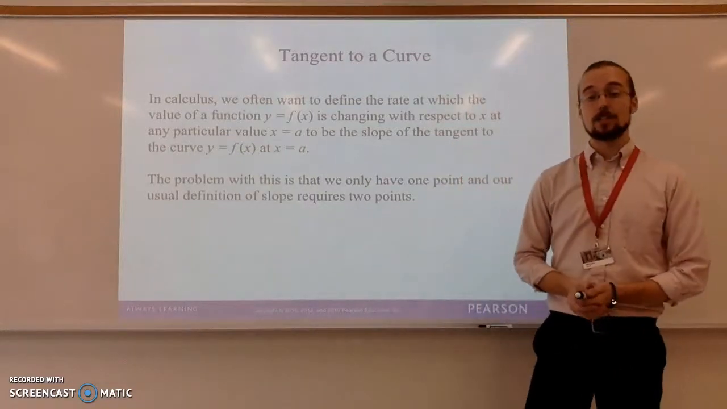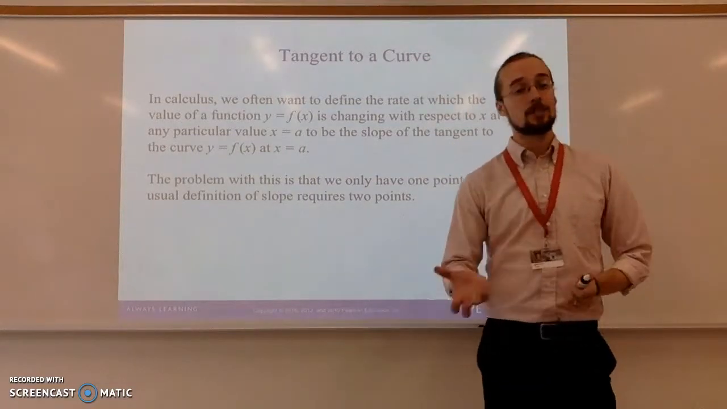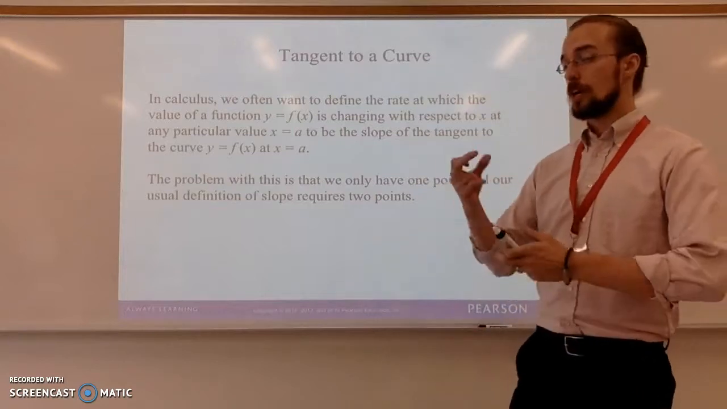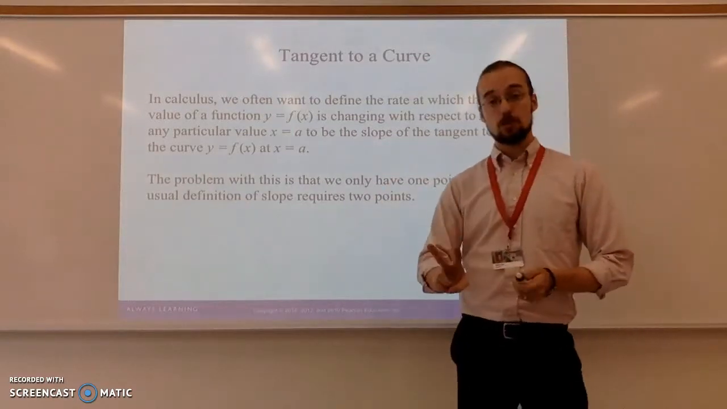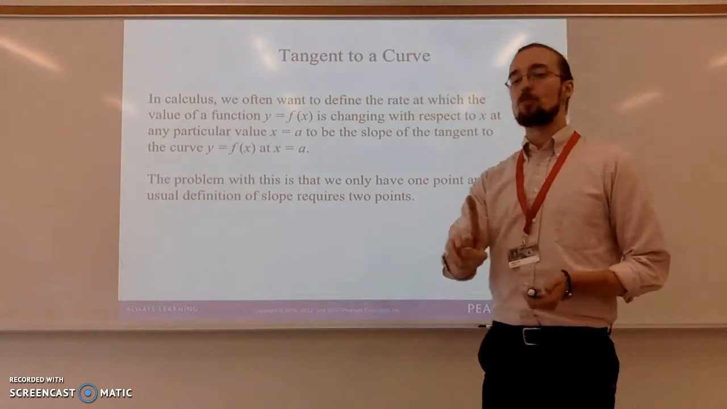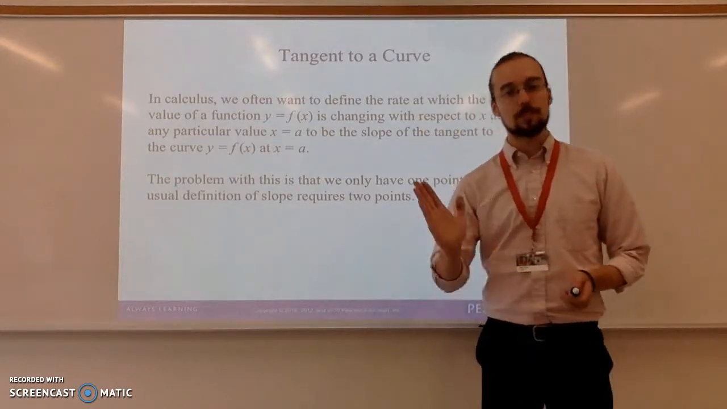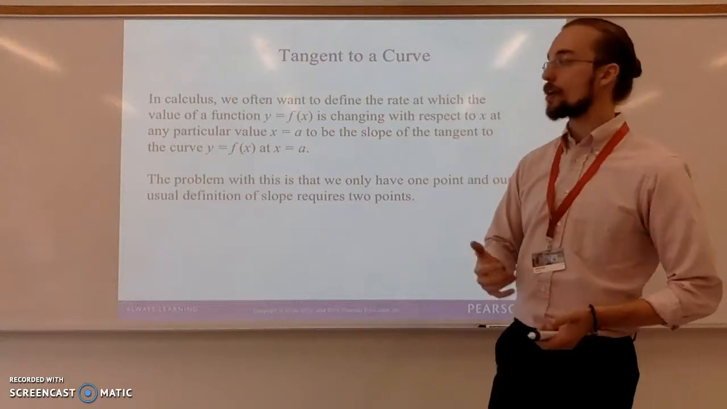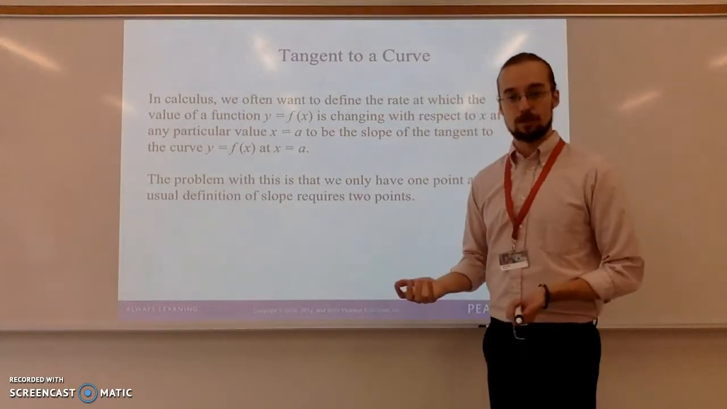Okay, now let's talk about finding a line that is tangent to the curve. Remember, a secant hits the curve in two points. A tangent only hits our curve in one single point, so it just grazes the edge. We want to start talking about how to find tangents to curves.